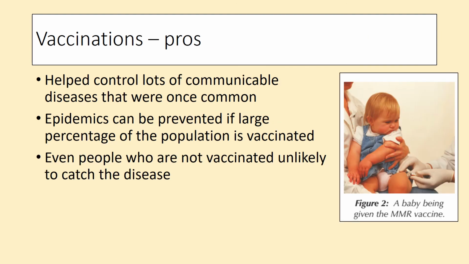The benefits or pros of vaccinations are many. It has been able to control a lot of diseases that were spread between people and animals. Also, epidemics, which are large outbreaks of a disease, are prevented if you can vaccinate a large proportion of a population. And again, it roughly has to be about 97, 98%, so many people. And as we said before, back to herd immunity, even people who are not vaccinated are unlikely to catch the disease. Why? It's because there are so many that are vaccinated that there is less chance of the pathogen finding someone that is unvaccinated.